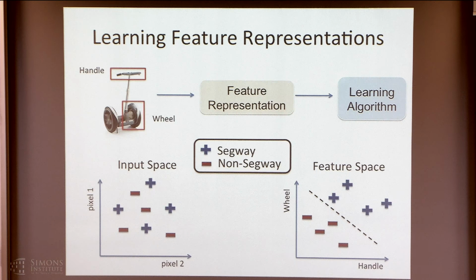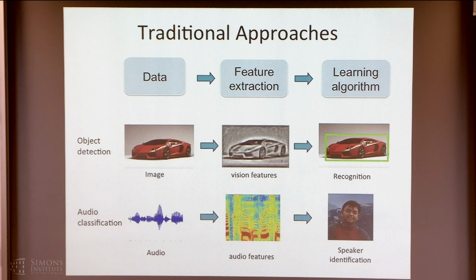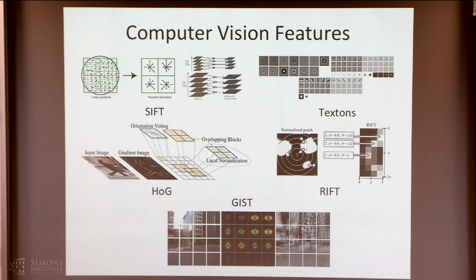So it's all representation learning. If you look at traditional approaches, typically you'd have data, you construct some features, and you run your learning algorithm. In vision, for example, or in speech, you find some low-level audio features, and then you run your favorite learning algorithm, like an SVM or decision tree and such. In the space of vision, in the last 20 years, there have been a lot of different techniques for finding the right features.